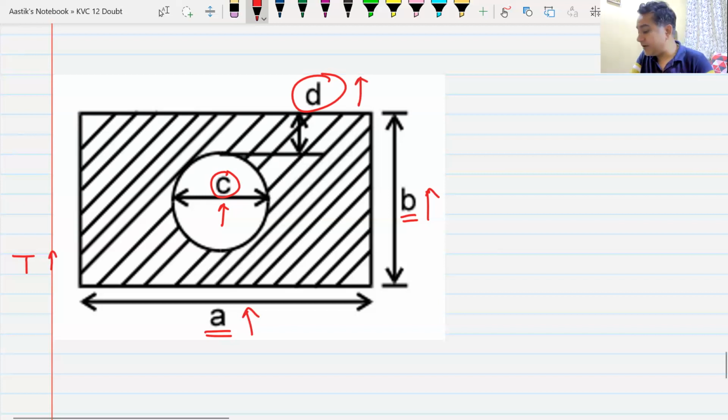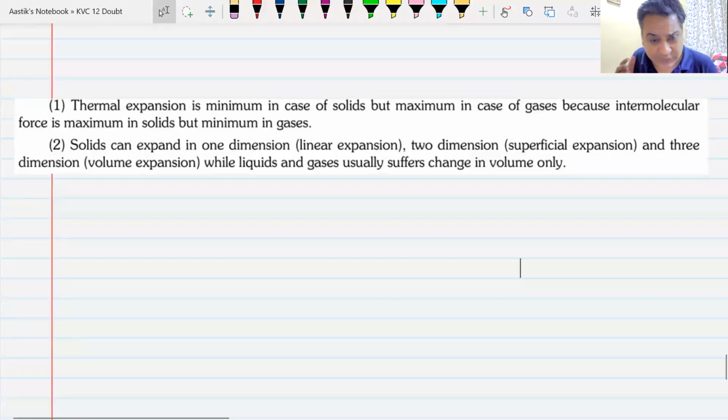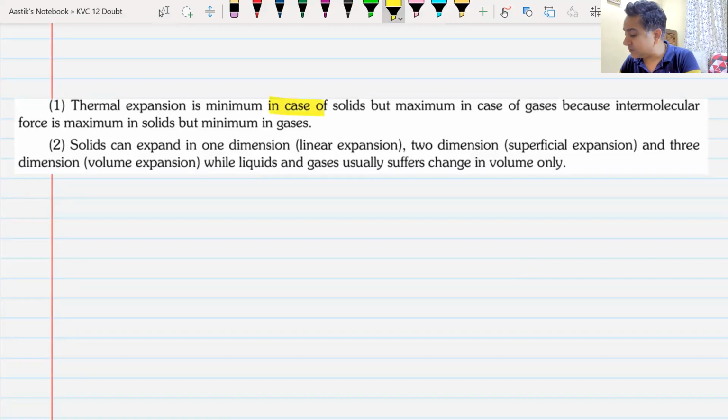Now, when we are studying the phenomenon of expansion of solids, we'll have to study it under how many headings? Three. Why three? Why not only one? Linear, then aerial, then volumetric. Why is it so? Thermal expansion is minimum in case of solids and maximum in case of gases. You already know this, yes or no? The reason is the forces are strongest in case of solids and weakest in case of gases. Now, whenever we talk about the expansion of solids, my dear friends, we say solids expand in one dimension.